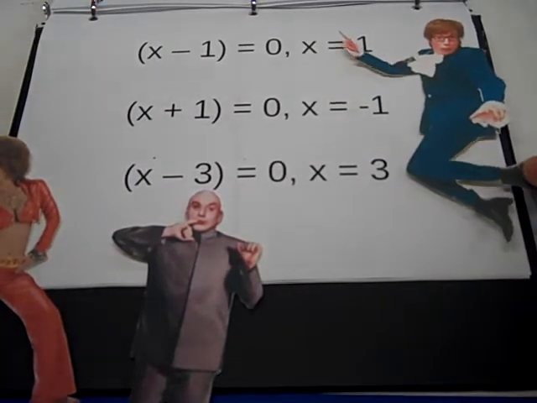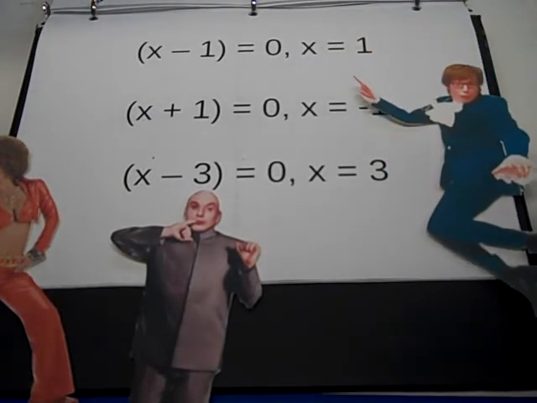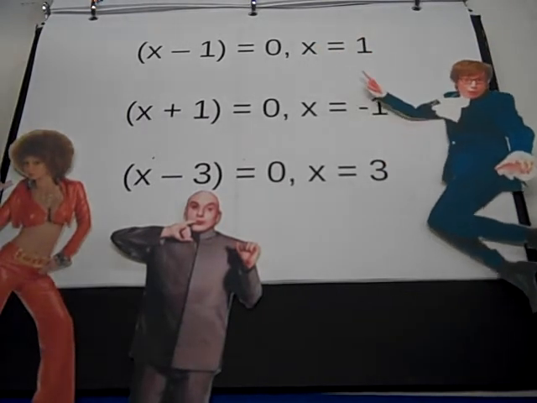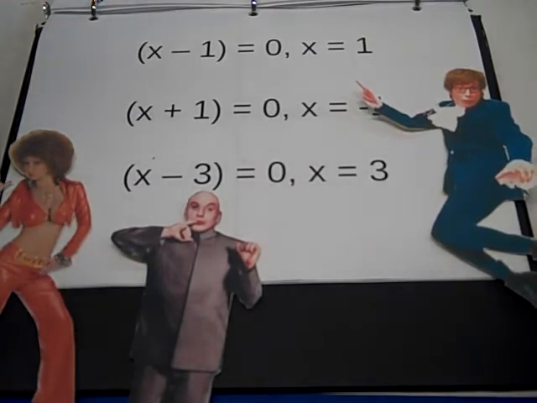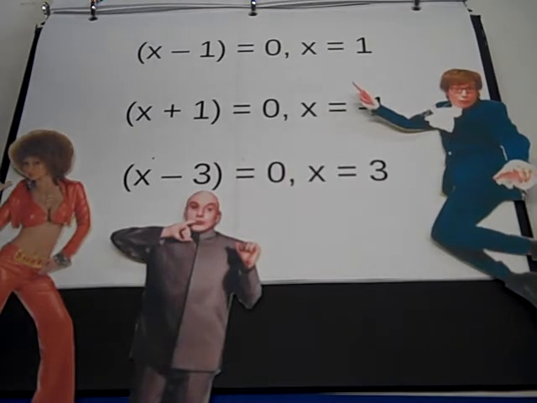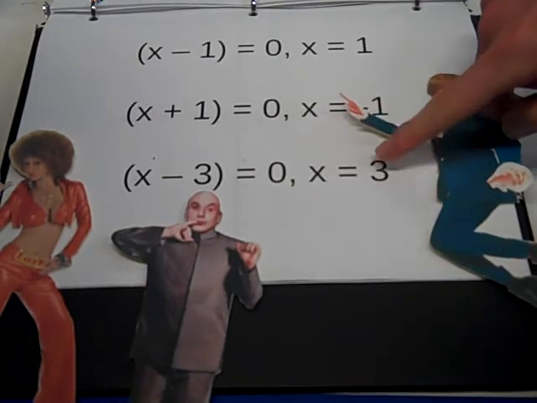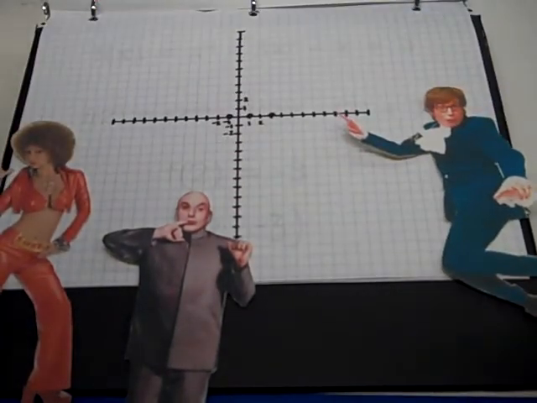Add 1 to both sides to get x by itself, and you get x equaling 1. Therefore, we know that 1 is a root. Subtract 1 from both sides, and you get x equaling negative 1, so negative 1 is also a root. Add 3 to both sides, and you get x equaling 3. Now we've found our last root, which is 3. Let's plot those points on our graph.